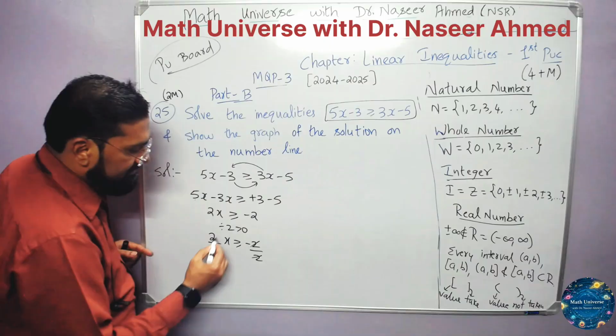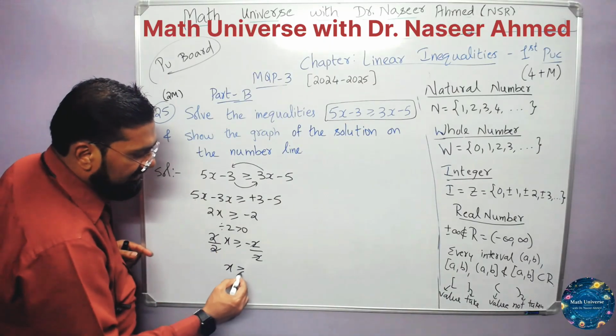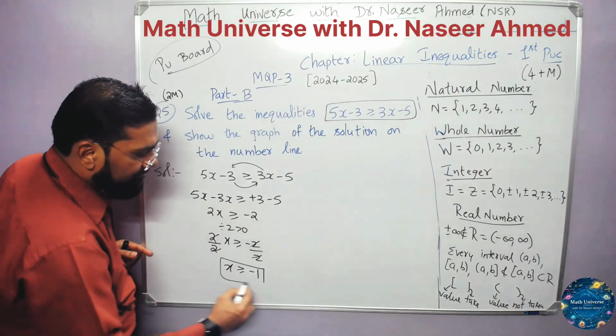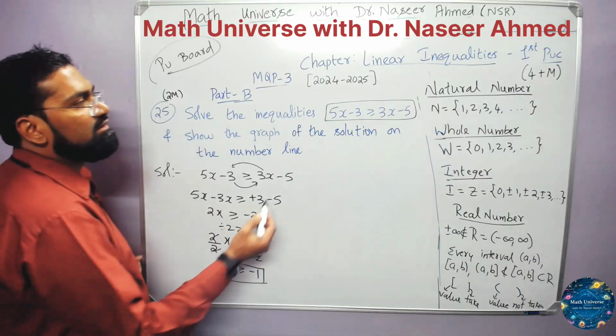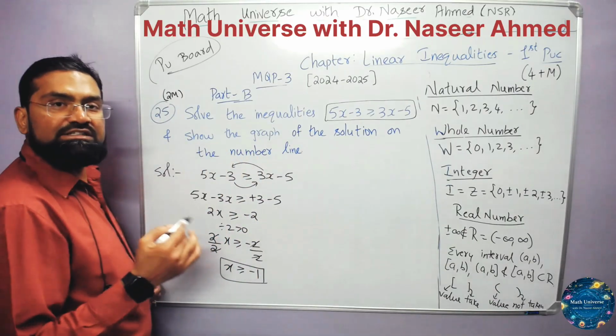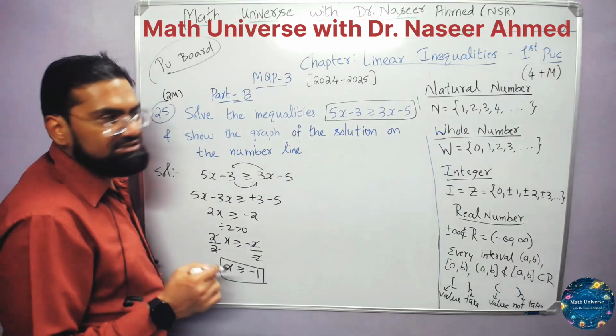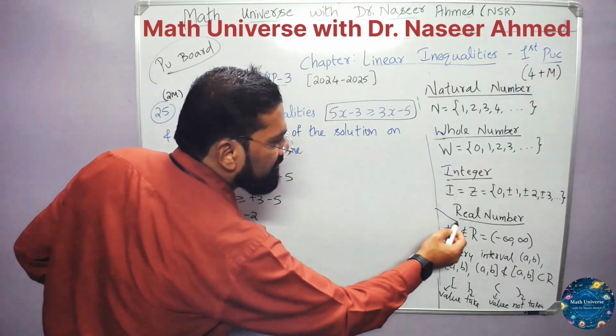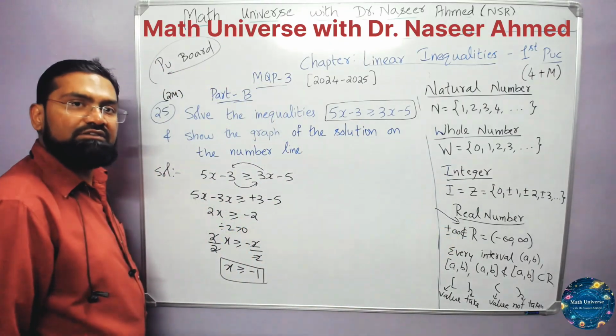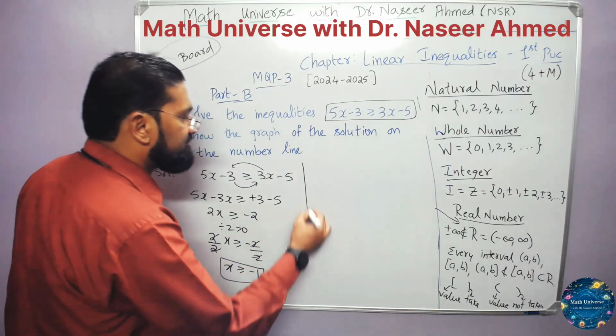2 by 2 will get cancelled. X is greater than or equal to minus 1. We have to plot this on a number line. Here they have not mentioned which number x is. Whenever it's not mentioned, x is always a real number because we are dealing with a real valued function. Don't think the question is wrong.